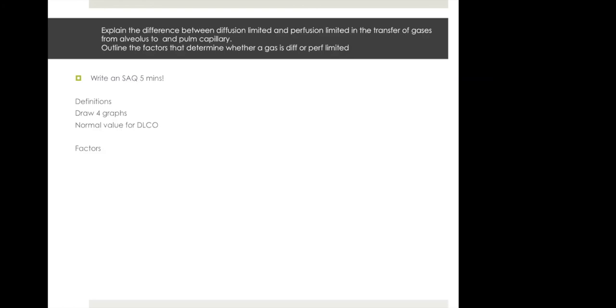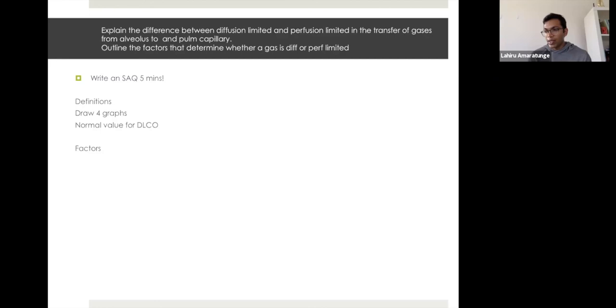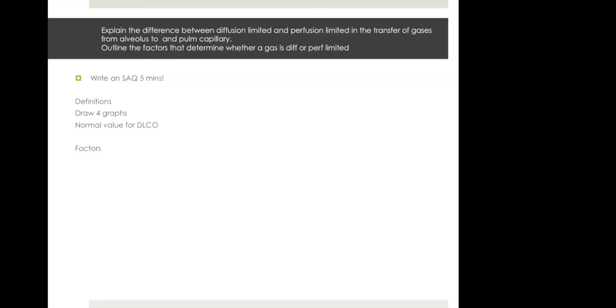So the solubility of the gas. So for example, carbon monoxide has a very high solubility. Yes. And that means there's a slow rate of equilibration. So it becomes diffusion limitation. Perfect. And you're right in saying solubility is a factor. So increased solubility helps the gas become diffusion limited. But is there an example where a gas is highly soluble but is perfusion limited? Highly soluble but is perfusion limited.